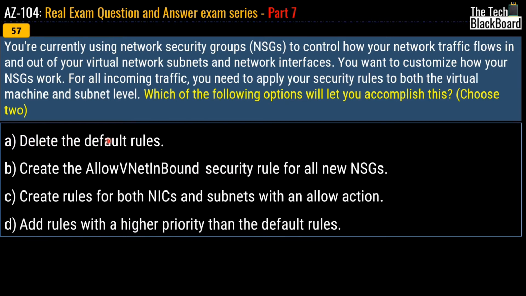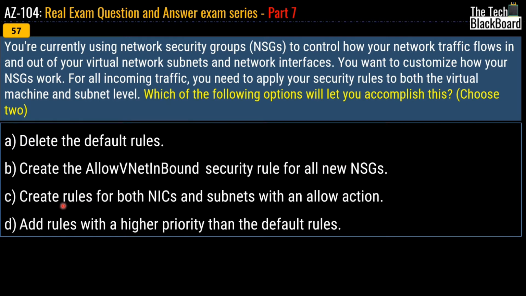The first one says delete the default rule. So in Azure, you cannot delete the default rules. So this option is already ruled out. Now coming to the second one, which talks about the allow VNet inbound security rule, which again is a default rule in Azure, and you cannot create an already existing default rule. I will show you that in the Microsoft documentation in just a while. So this option is also not correct.